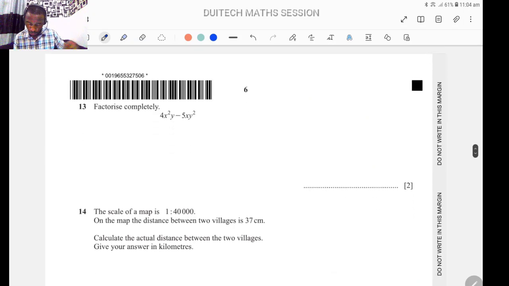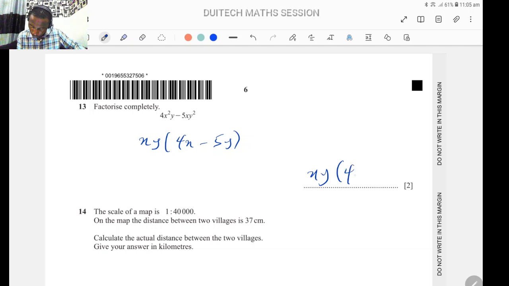The next question says factorize completely. So we have 4x squared y minus 5xy squared. What is common here? At least x is common and y is also common. So open our bracket. When x cancels one x, I still have my 4x. Y cancels y and is gone. Minus, when x cancels x, I still have my 5, and y cancels one y, I have my y. So our answer here is xy bracket 4x minus 5y.